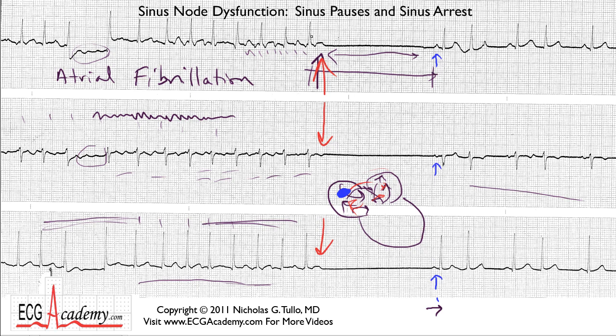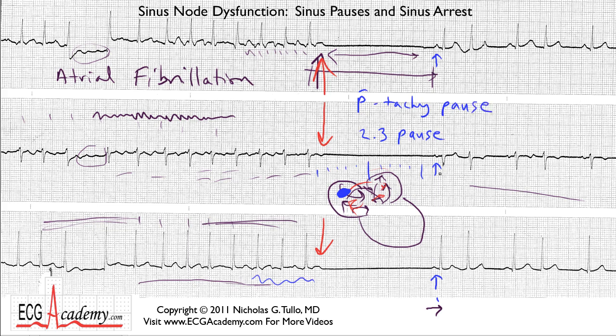It took quite a while. If we count up this time interval, it's 1, 2, 3, 4, 5, 1, 2, 3, 4, 5. It's about 2.2, maybe 2.3 seconds. So you have about 2.3 seconds of a sinus pause following termination of this atrial arrhythmia, this atrial fibrillation. So we refer to this as a post-tachycardia pause. Post meaning after.